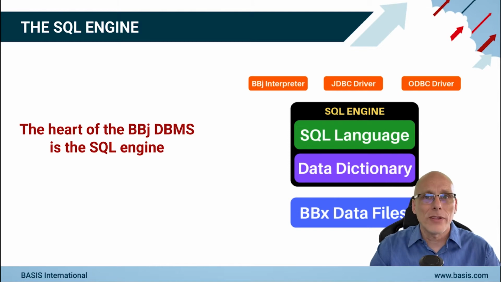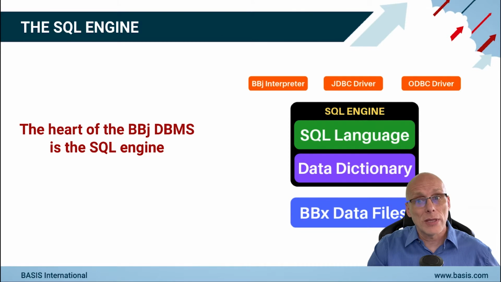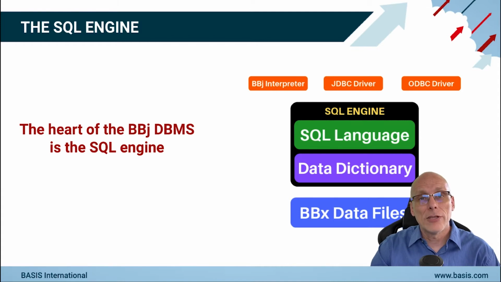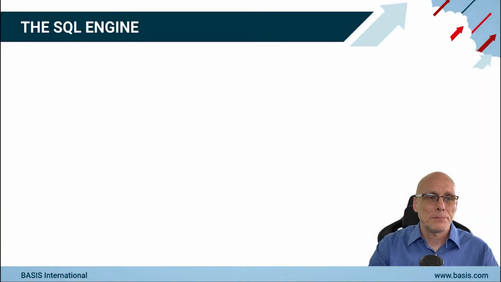And then, of course, at the very top, you see how the BBJ interpreter can talk to the SQL engine, and the JDBC driver and ODBC driver both interact with the SQL engine through the appropriate API. That allows third-party applications to access your BBX data using SQL. Those would be things like Microsoft Access and Excel, SQL Server, reporting tools, and those kinds of things.